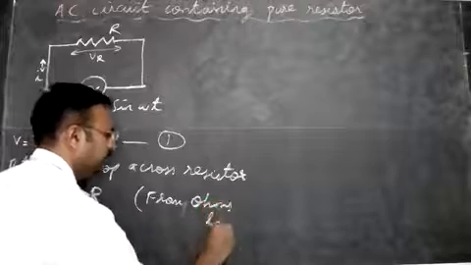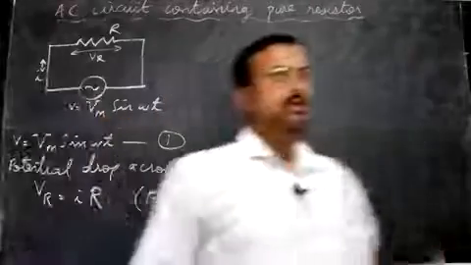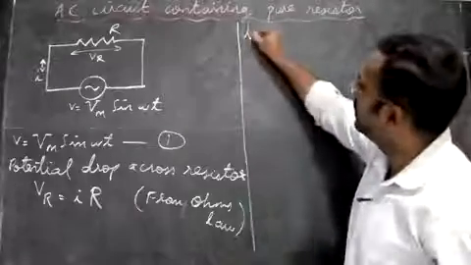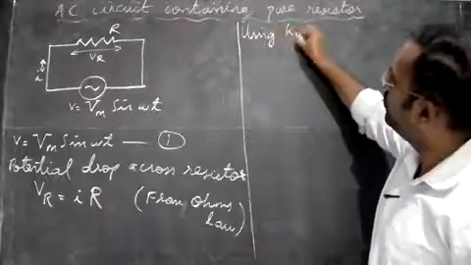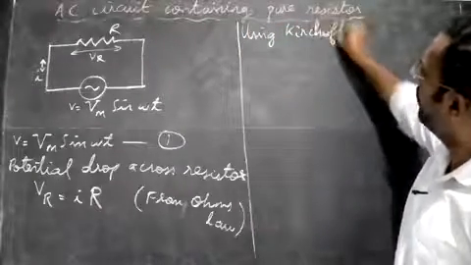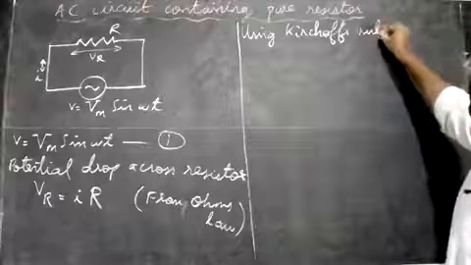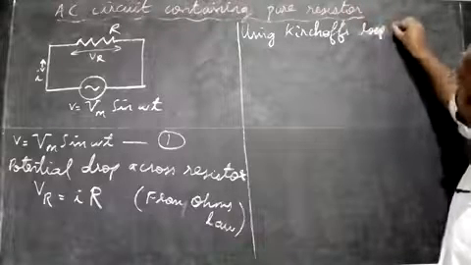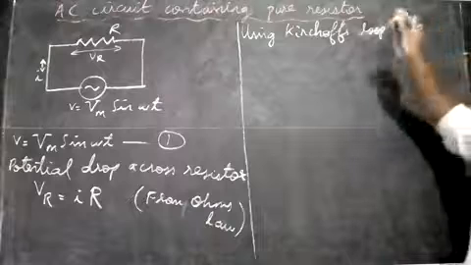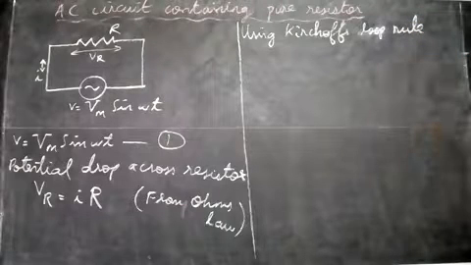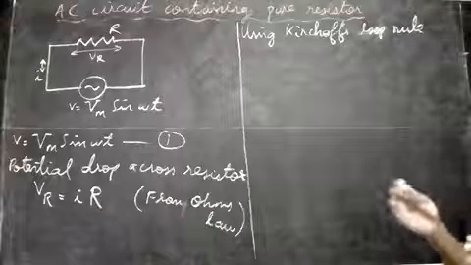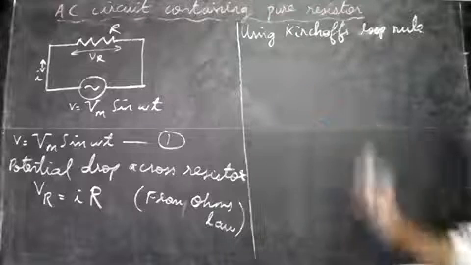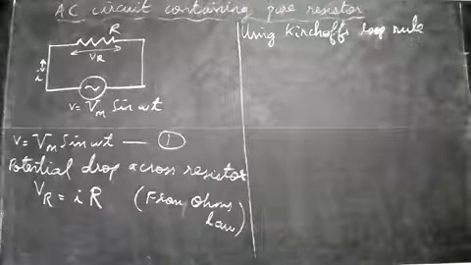Now next we'll see how to get the equation for this. Let's use Kirchhoff's loop rule, the voltage rule we studied, the second rule. So what does it state? Let's see the exact definition here.